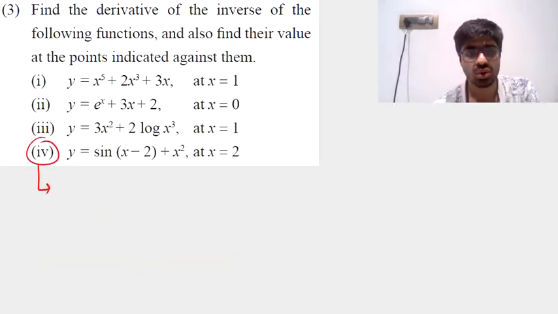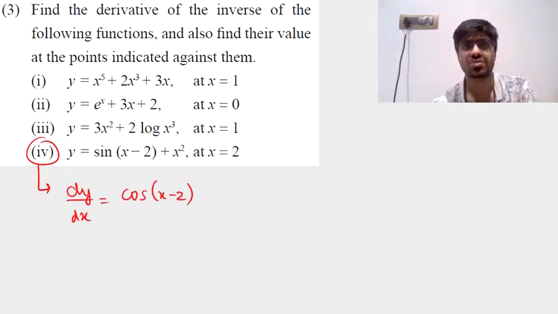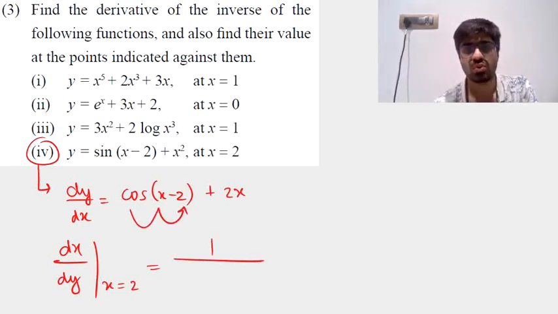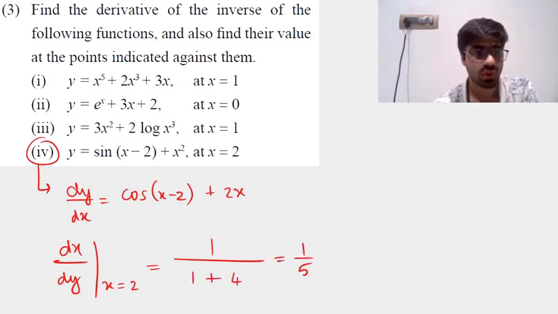And similarly with the fourth one, you have dy by dx as cos of x minus 2 into derivative of x minus 2, which is 1 only, plus we have 2x, and finally dx by dy, which is basically the reciprocal of this. You need that at x equal to 2, so let's put x equal to 2, and we will have cos of 2 minus 2. So we have 1 upon cos of 2 minus 2, that is cos 0, which is 1, plus 2 into 2, which is equal to 4. So this is going to be 1 upon 5.